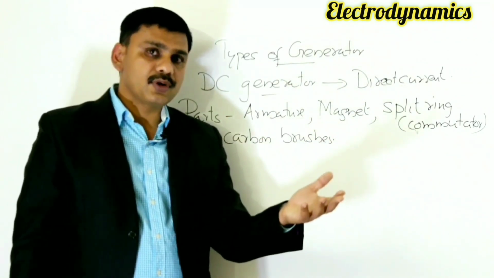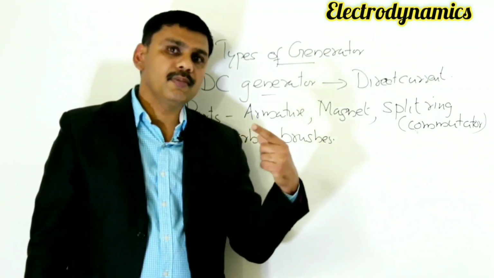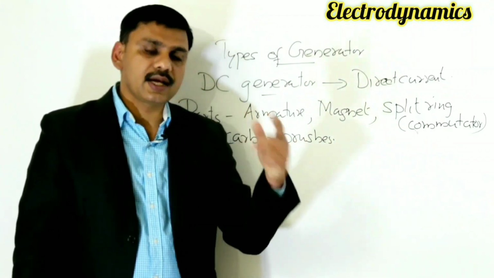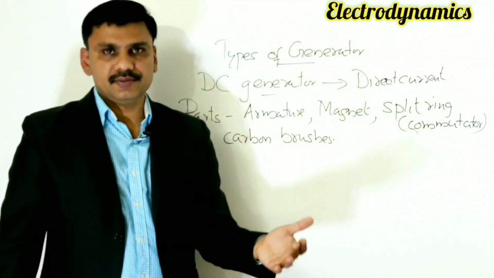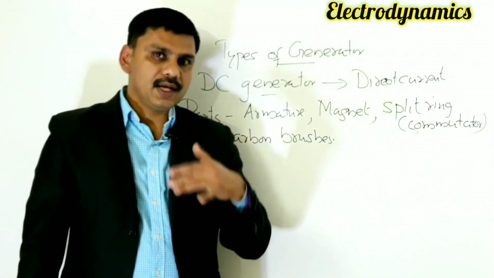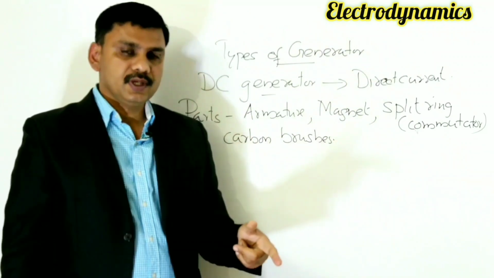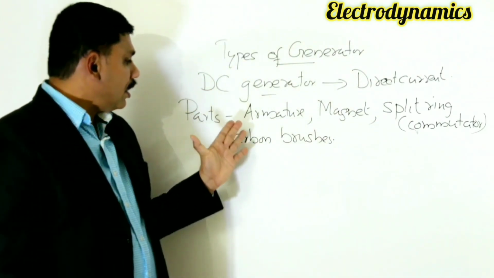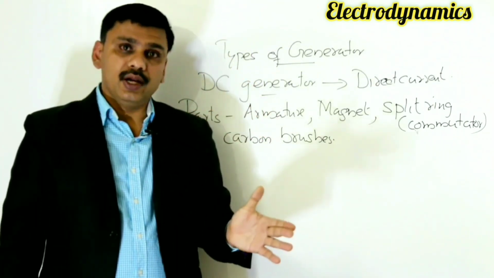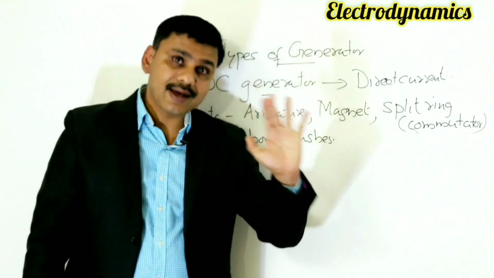In the case of motor, what is the principle there? A current carrying coil placed in a magnetic field will rotate. That is the principle of motor. Here what is happening? A rotating coil placed in a magnetic field will produce current.